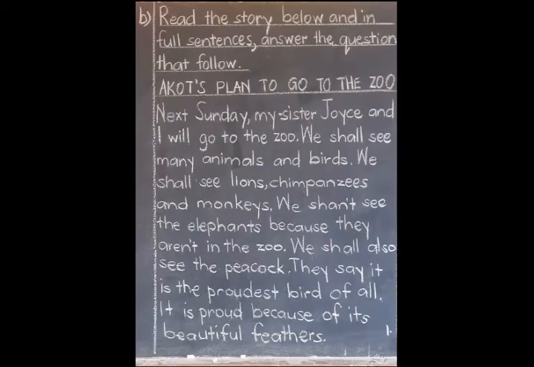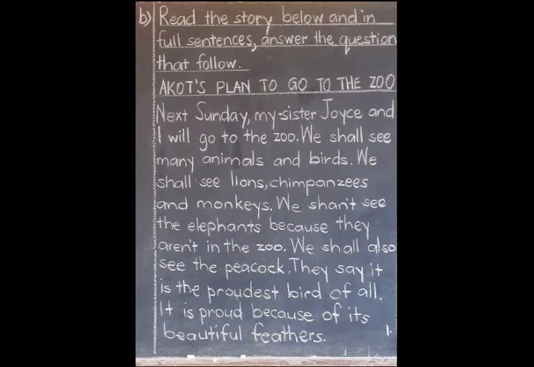Piece B, our activity in the second piece is also still comprehension. This time we are going to read a story and then answer questions about it. Are we together? So allow me to read the story for you. Thereafter you also read on your own, then answer accordingly. The instruction says, read the story below and in full sentences, answer the questions that follow.